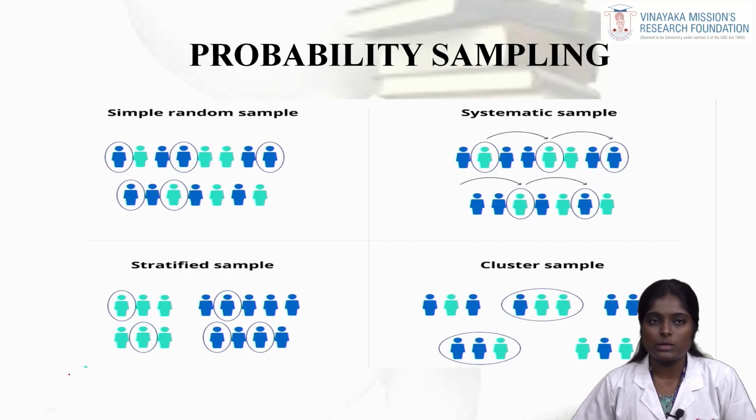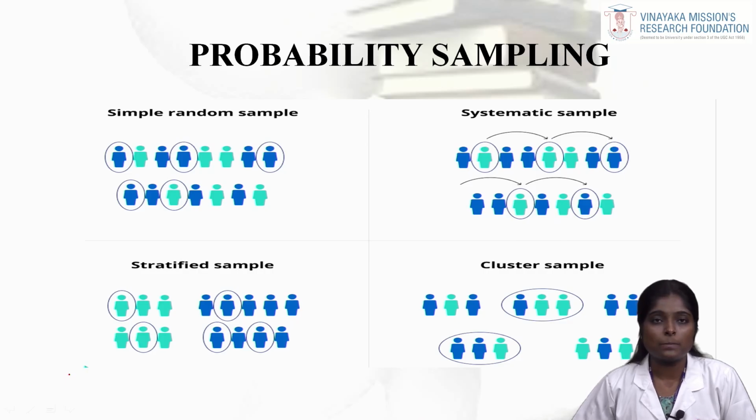First, probability sampling. What is simple random sampling? Every individual has an equal chance of allocation to the sample. So that is simple random sampling. Systematic random sampling is similar to simple random, but every nth member of the population is included in the study. For example, if I randomly select number 4 as the first participant, the next participant will be 14, the next will be 24, and similarly it will increase.